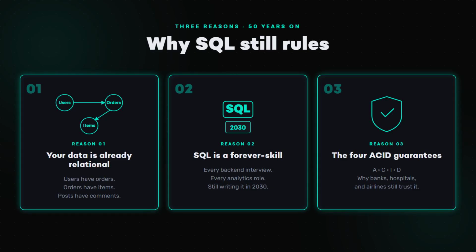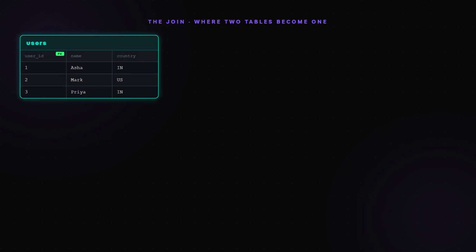Reason 3. The guarantees. When you run a SQL transaction, the database promises 4 things. We are about to break down what those 4 things mean. That promise is why money apps, hospital systems, and airline bookings still run on Postgres or MySQL today, not because they are trendy, but because they are trustworthy. Here is where we are going.